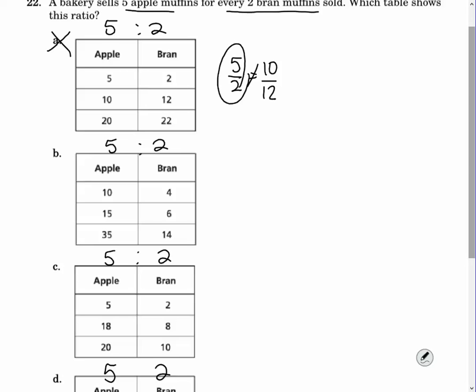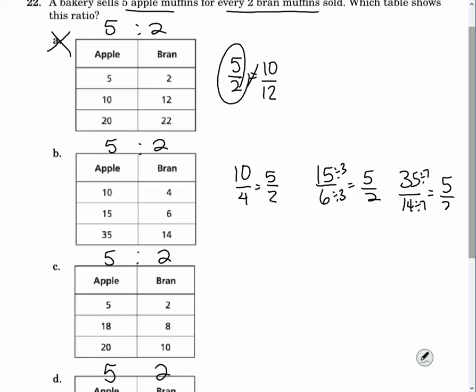Choice B, we have 10 to 4, 15 to 6, and 35 to 14. So 10 to 4, when we simplify that, we're going to get 5 to 2. When we take 15 to 6, they're both divisible by 3. You're going to get 5 to 2. And then 35 to 14, I'm noticing they're both divisible by 7. And you're going to get 5 to 2 that way. So your correct answer is choice B there.